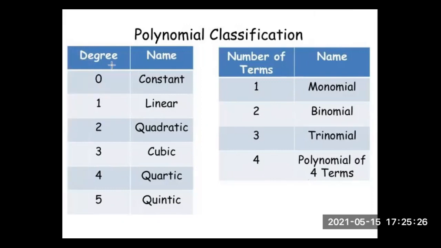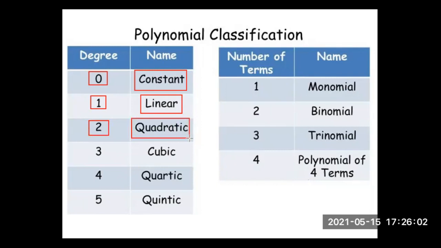First, here you can see there are two columns. In the first column I have given 0, 1, 2, 3, 4, 5. Then this name is given. Just now in the previous slide I explained that if any term has degree 0, then we call it a constant polynomial. If any term has degree 1, it is a linear polynomial. If degree 2, a quadratic polynomial. If degree 3, a cubic polynomial.